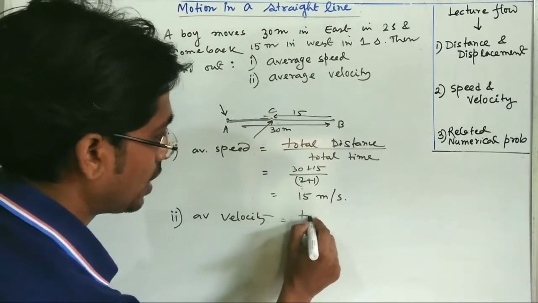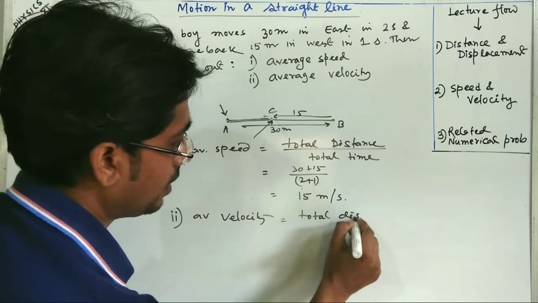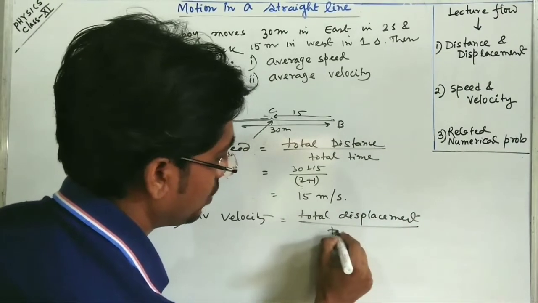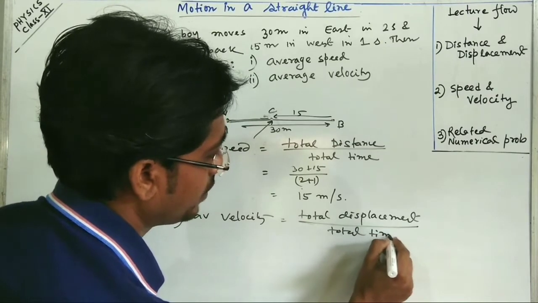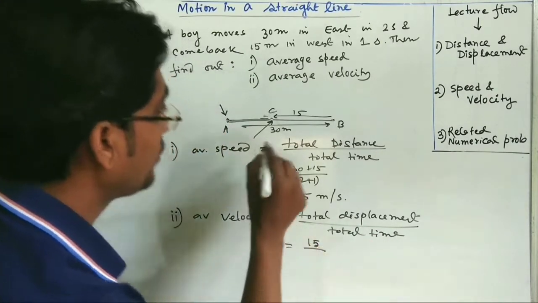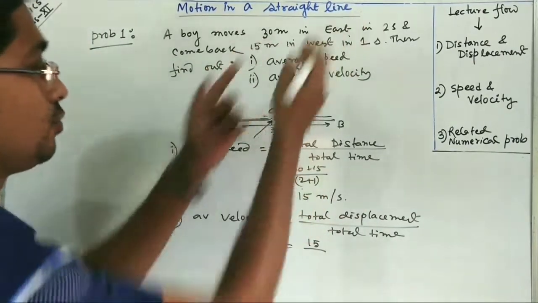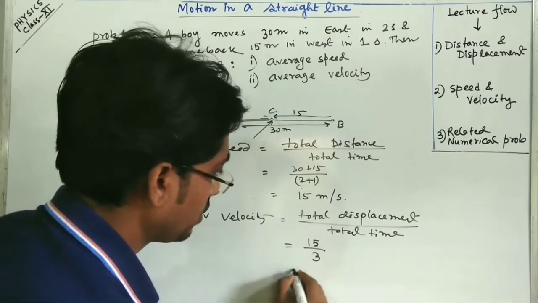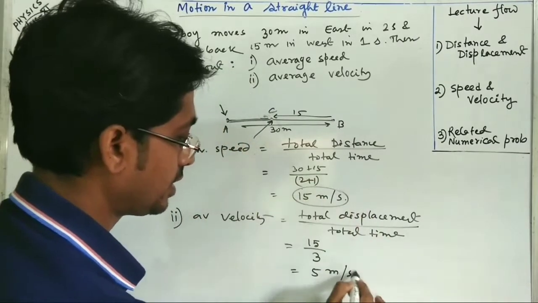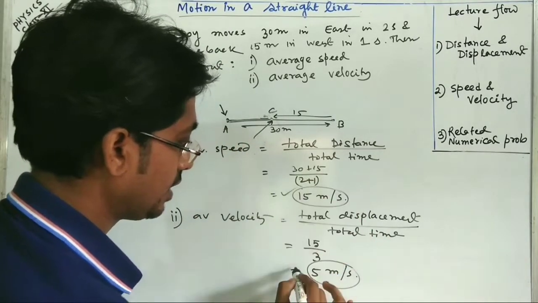So total displacement by total time taken. So here displacement is 15 and total time taken, the same time taken, that is 2 plus 1, 3. So it will be 5 meter per second. From the results you can see it is 15 meter per second for speed, and it is 5 meter per second for velocity.